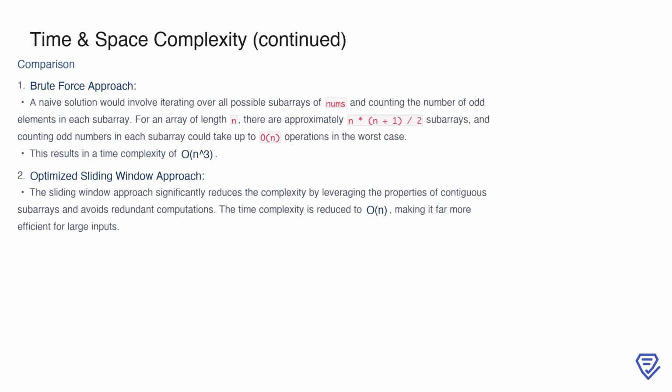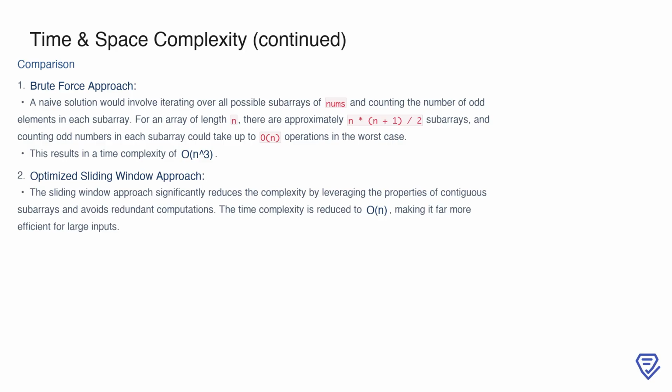To better appreciate the efficiency of the sliding window approach, let's compare it to a brute force solution. In a naive approach, you would iterate over all possible subarrays of the input array nums. For an array of length n, there are approximately n*(n+1)/2 subarrays, and for each subarray, you would need to count the number of odd elements, which could take up to O(n) operations in the worst case. This leads to a time complexity of O(n^3), which quickly becomes infeasible for large inputs.